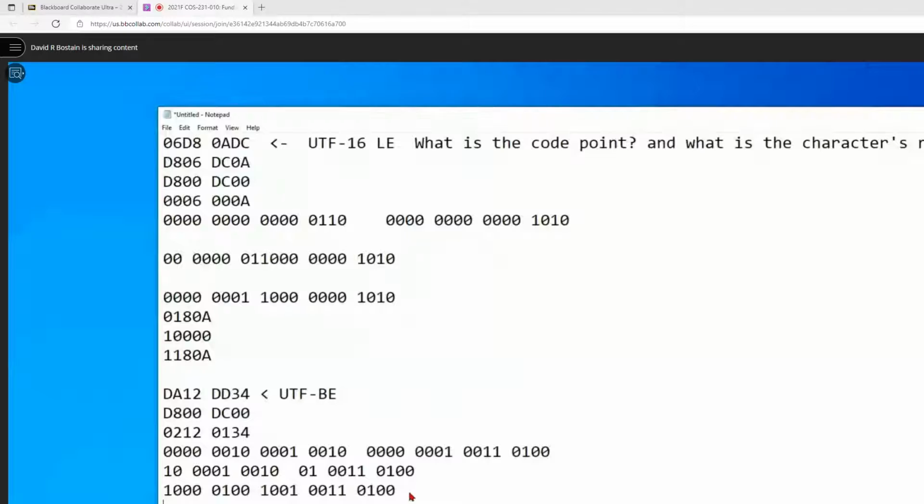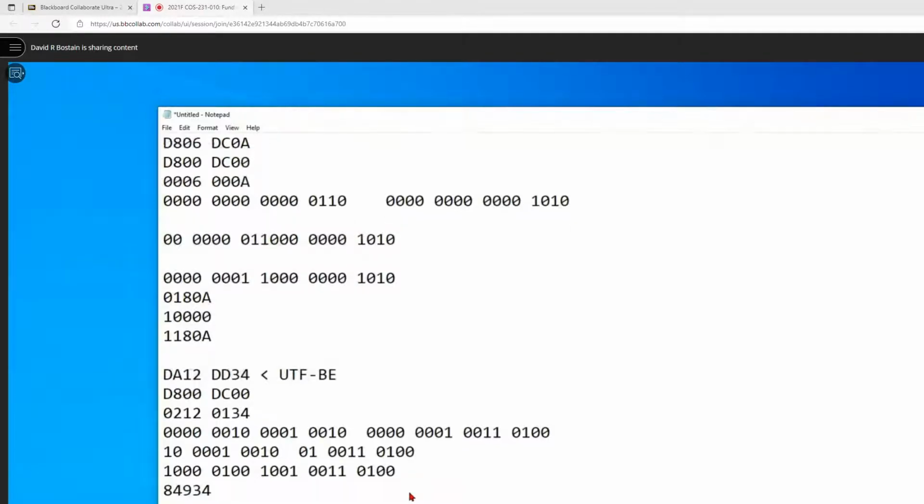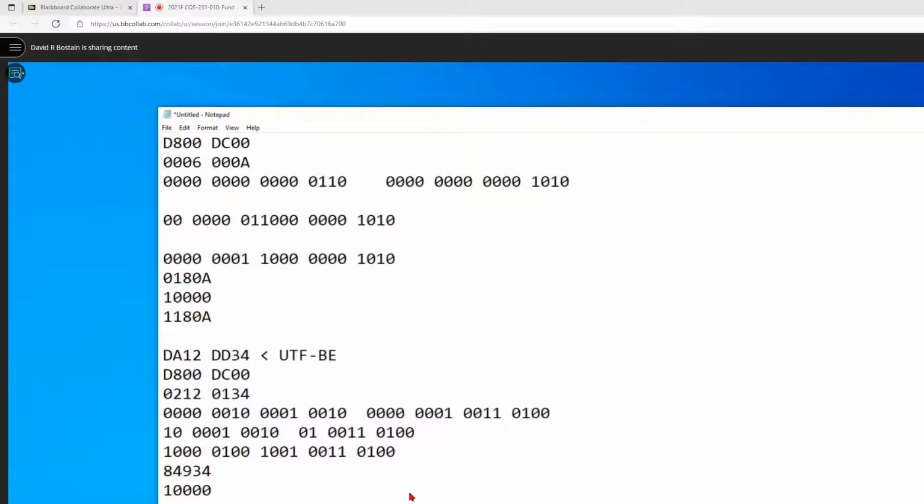Patricia? That's 8, 4, 9, 3, 4. Okay. Are we done? No. We have to add what looks to be 10,000. Yeah, we have to add that to it. What's the final answer going to be then, Robert? 94934. Okay, that's the code point. Let's look it up and see if that code point exists.